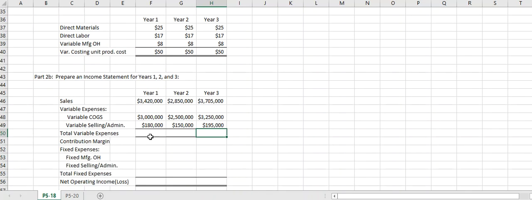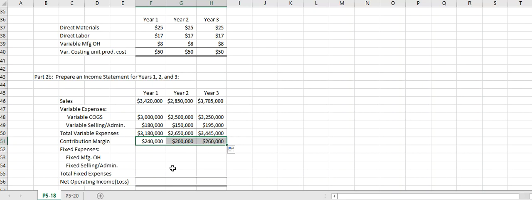So then we can add together our variable expenses, which is the variable cost of goods sold and the variable selling and administrative, and we come up with our total variable expenses, and then we can calculate our contribution margin. So that is simply your sales less your total variable expenses. So that gives us our contribution margin, and I'm just going to copy that over.